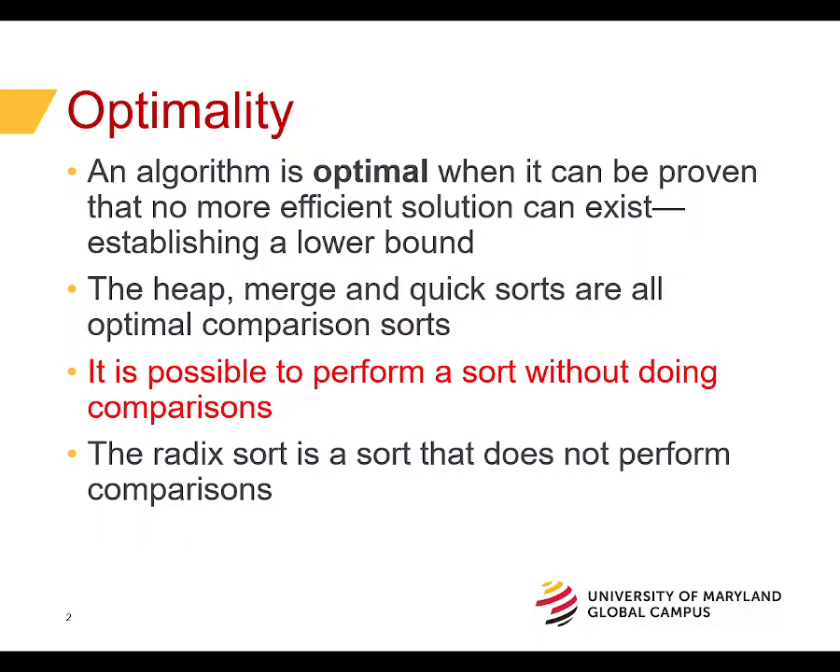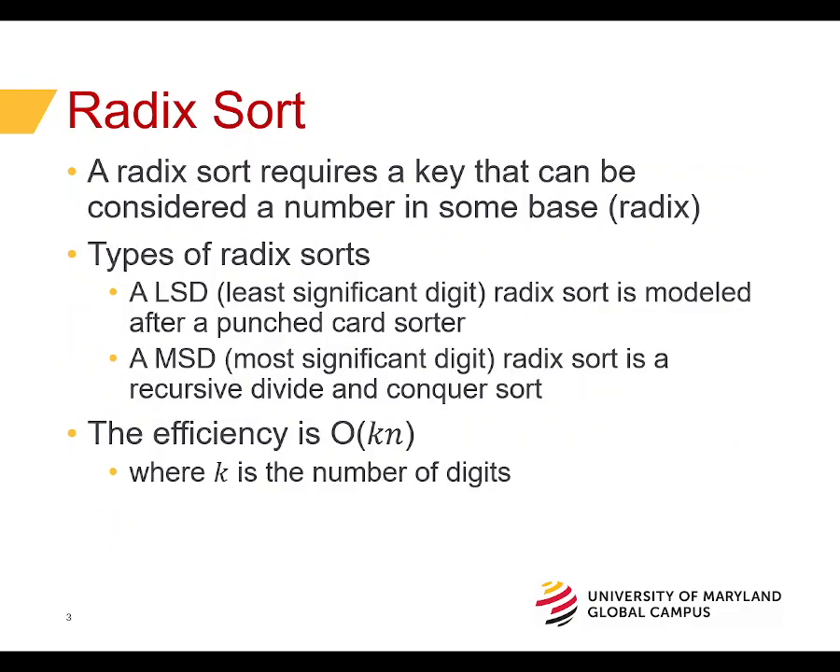There are other ways to perform a sort. It's possible to sort without doing comparisons. The radix sort is an example of one such sort. Let's consider how the radix sort differs from those we have studied so far. A radix sort requires a key that can be considered to be a number in some base or radix.